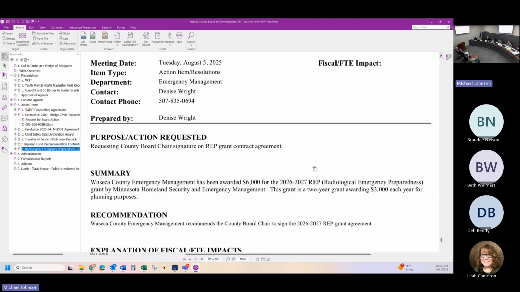All right, we'll move on to G, the Radiological Emergency Preparedness Grant. I'll take this one, Mr. Chair. This is a biennial award, a $6,000 award in total, $3,000 per year.